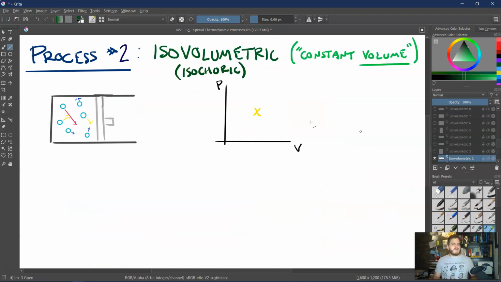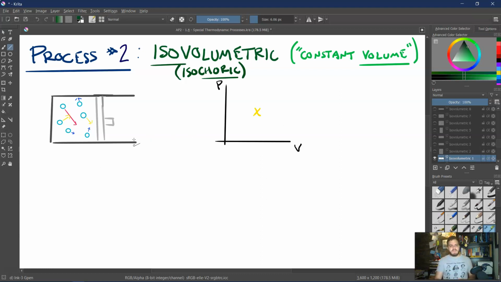The second type of process we're going to look at is called isovolumetric. So remember, once again, iso means same or equal. So this is telling us same volume. This is also called an isochoric process, where choric means space, equal volume, same idea. So these are thermodynamic processes in which the volume is constant.